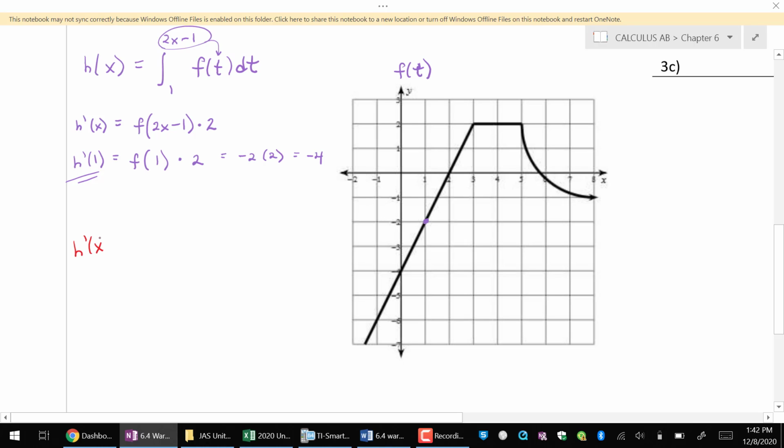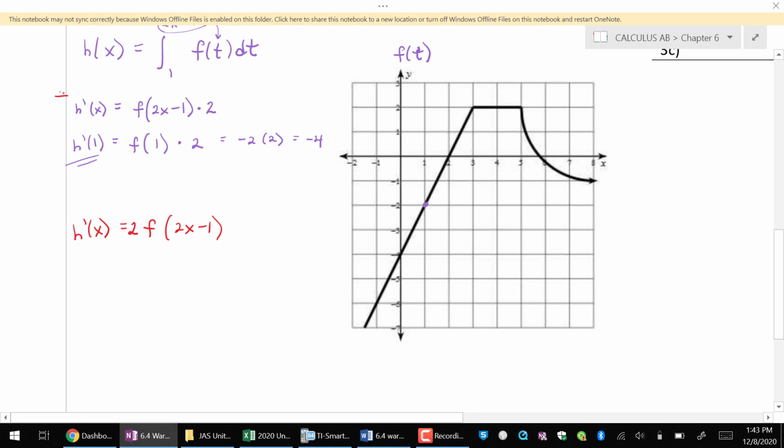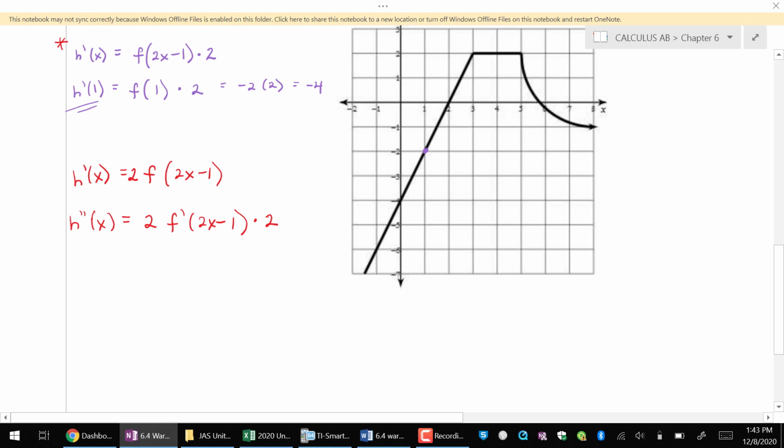So now I want the derivative of a derivative. Well, if h prime of x is defined as f of 2x minus 1 times 2, that was from before. In fact, I might put the 2 out in front right here. So I found that from my previous step. Let's find the derivative of that. So h double prime would be 2 times f prime of 2x minus 1 times the derivative of the inside, which is another 2. So that's a chain rule piece. Let's simplify. I'll have 2 times 2, or 4, times f prime of 2x minus 1.